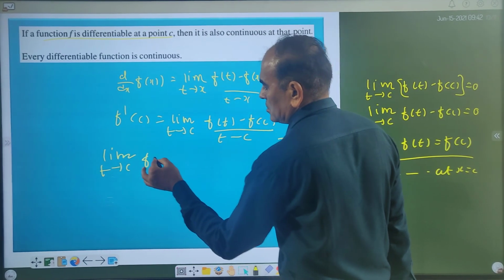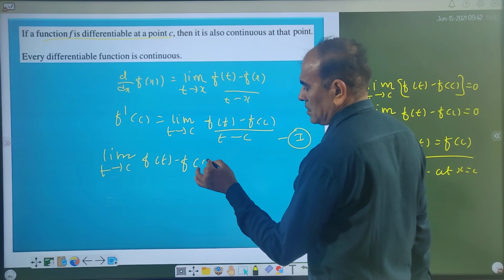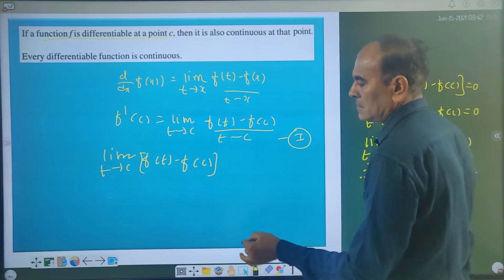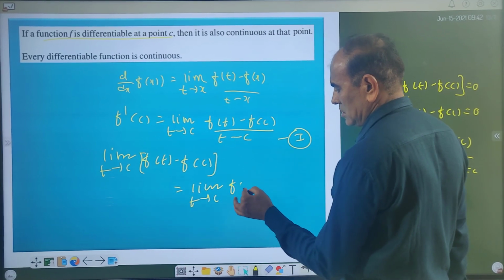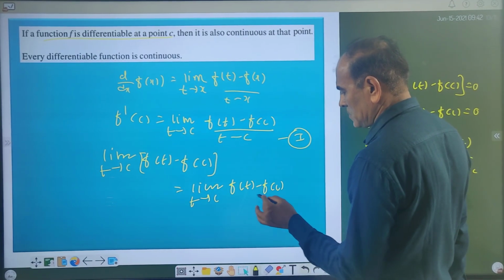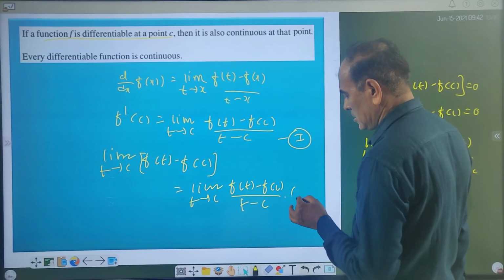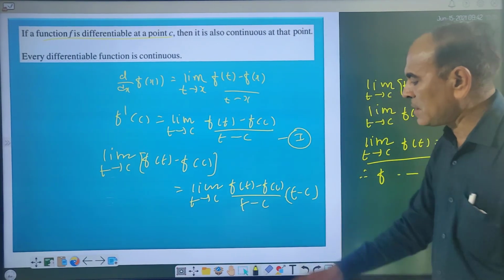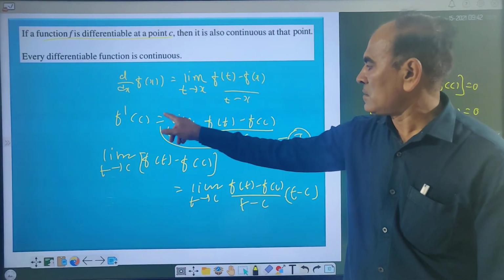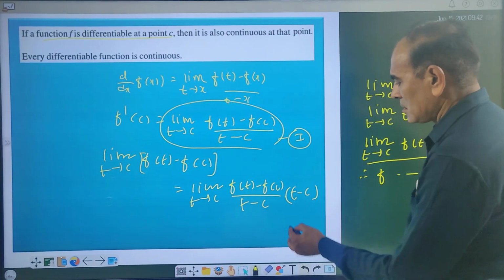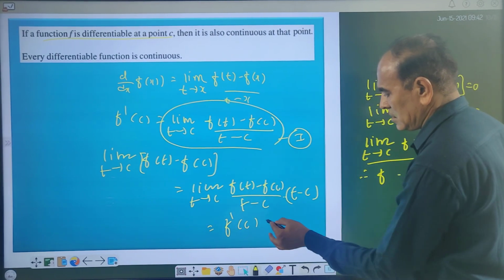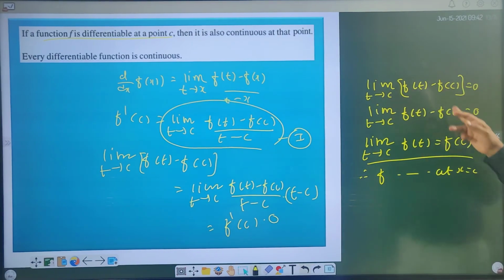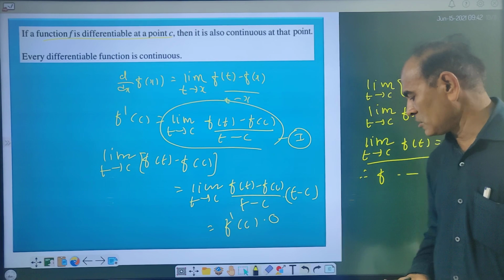Limit t tends to c, f of t minus f of c is equal to, can I write, limit t tends to c, f of t minus f of c over t minus c into t minus c. Why are we multiplying and dividing by t minus c? Because this value is f dash c. Give limit to both. Limit of this part is f dash c and limit of the other part is 0. So you get this limit is 0. So it is continuous. So every differentiable function is continuous.